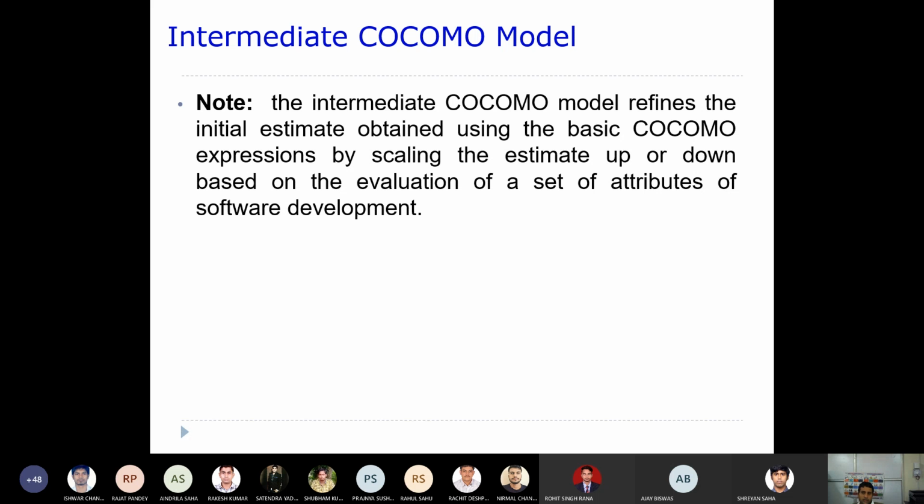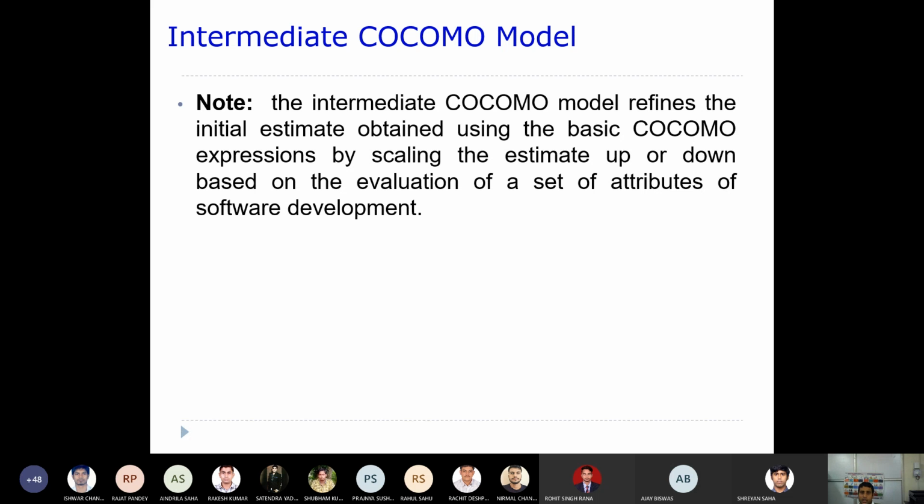As I said, one attribute may be that you use some sort of tools, right? An IDE. If you have taken a certain software development environment, and you have a certain number of attributes, then by evaluating those attributes you can multiply and scale whatever estimations you have obtained in the basic COCOMO. That will be scaled based upon the various other parameters that you have taken into consideration for estimating your project.